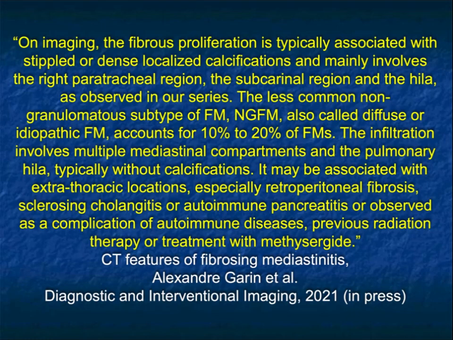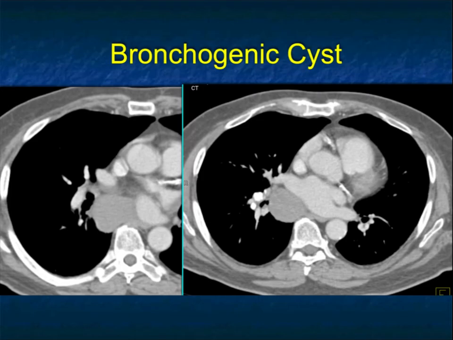The calcifications are really a hallmark. So infiltrating soft tissue process with dense and coarse calcifications, which, as I showed you in the prior case, can be very extensive. Now, from the second case, you see the encasement of the vessel, but you didn't see any calcification. So you don't necessarily need calcification. It's also important to remember that you can see additional extrathoracic locations, especially retroperitoneal fibrosis, changes in the liver with sclerosing cholangitis or autoimmune pancreatitis. And again, we really always think about multiple sites of disease. Radiation therapy can give a form of fibrosing mediastinitis.